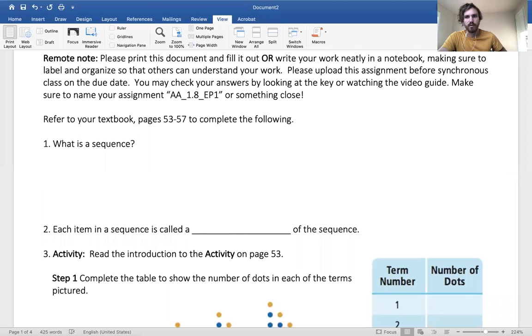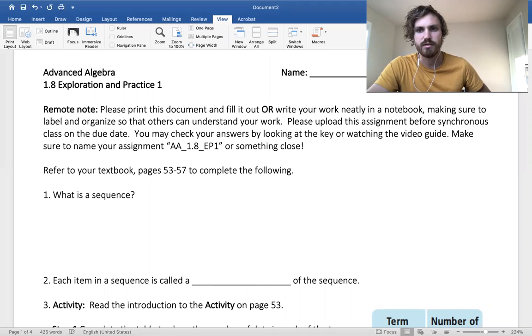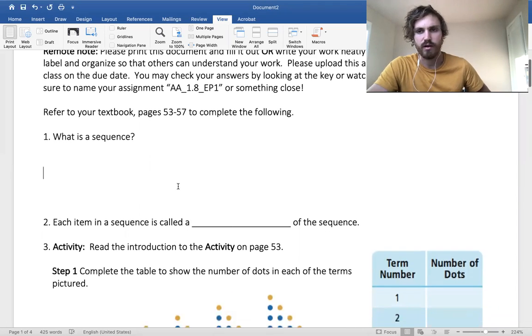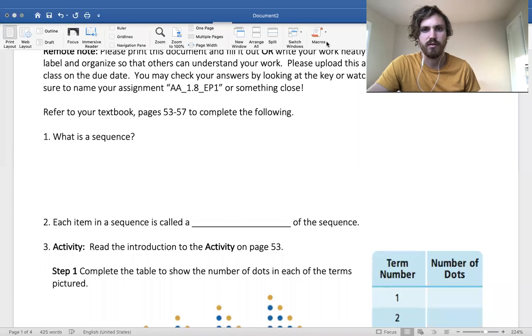Okay, so I am going to be working through this assignment right here, which is 1.8 Exploration and Practice number 1. It's about sequences, and I will be using the textbook here to complete the following. So let's dig right in. I just got to get my annotation ready to go, which I'm going to do now.